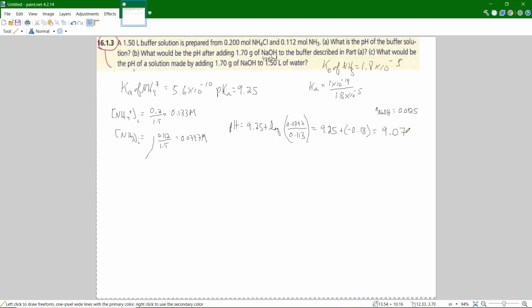So pH equals pKa plus the log of the base, so 0.112 divided by 1.5, and then 0.2 divided by 1.5. You know, I can really just do it like that, right? I can take the moles, so 0.112 divided by 0.2, get a value, 0.56. Take the log of that, and I get minus 0.25, and then add that to 9.25, and I get 8.99, it rounds to 9.0.